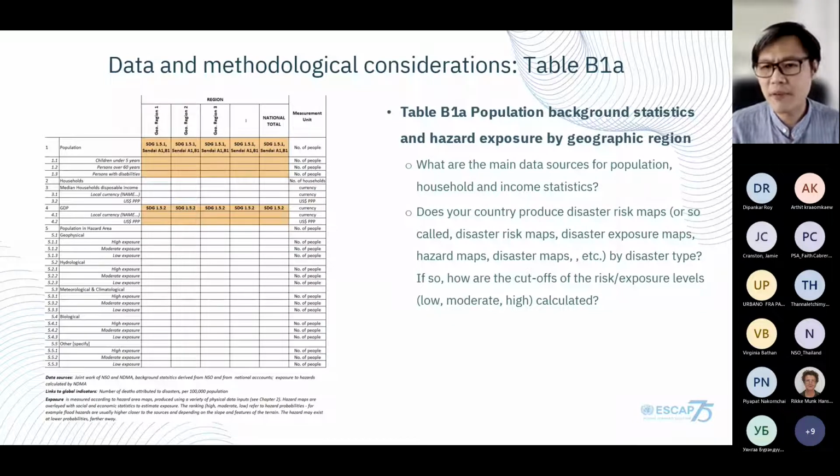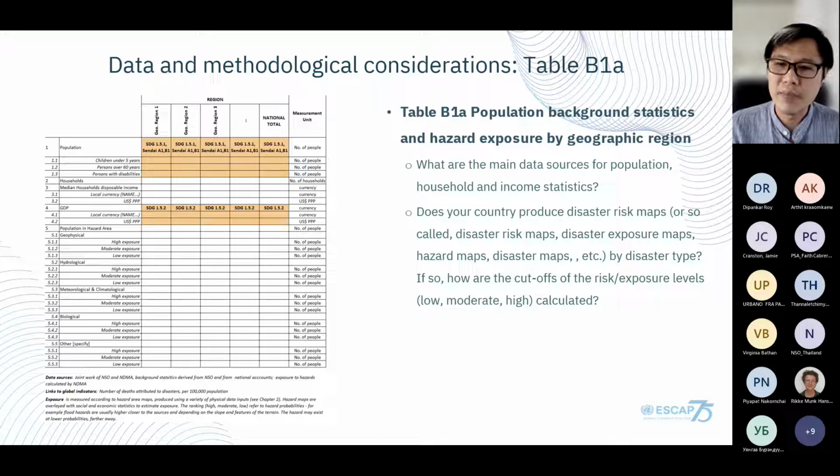So some of the questions that we might want to keep in mind is exactly where the data source might come from in terms of the population, household, and income statistics. And it can be more. It can be number of hospitals, basic critical infrastructures in the country, where they are and where the data source could be coming from.